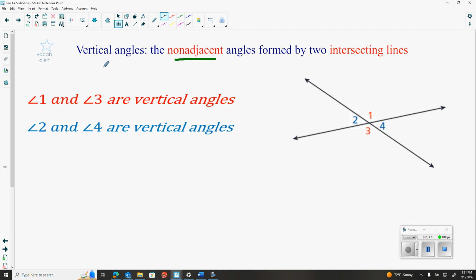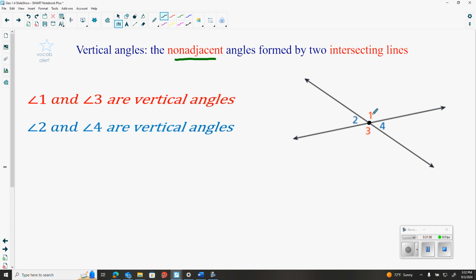So vertical angles. All right, so first off, what you need is two lines that intersect. So I'll even draw the intersection right here. We know nothing about these lines other than they extend forever. So the vertical angles here, formed by two intersecting lines, are the two non-adjacent angles.